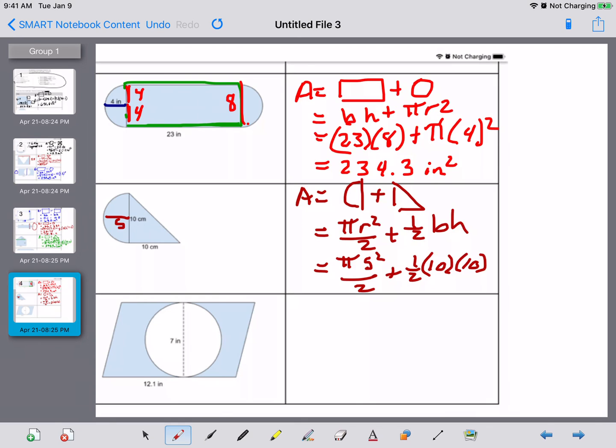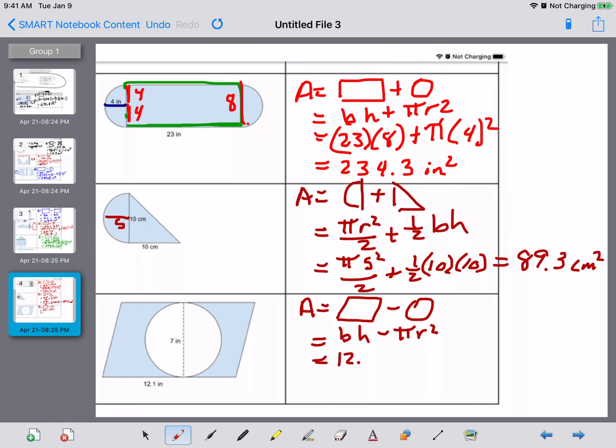I got pi times 25 divided by 2 plus, really, 50. That's 100, half of 100. And so my final answer here is going to be 89.269, but rounded to the nearest tenth is 0.3, and that's centimeters squared. My final thing here, I've got a parallelogram minus a circle. My parallelogram has base times height for dimensions minus pi r squared.